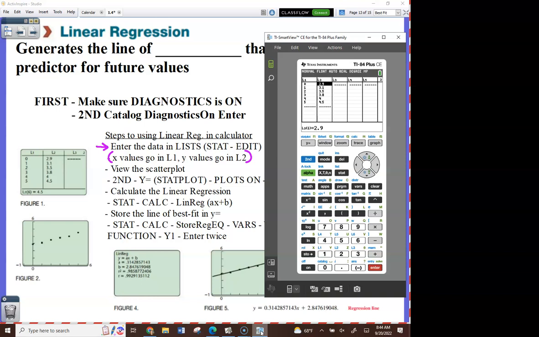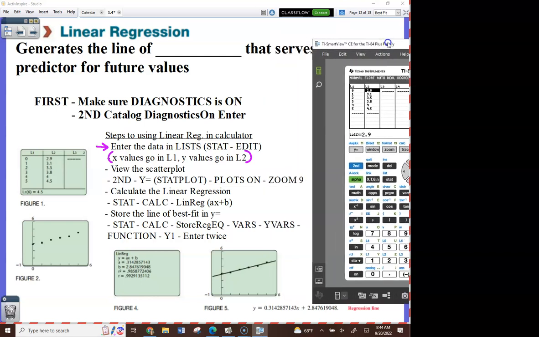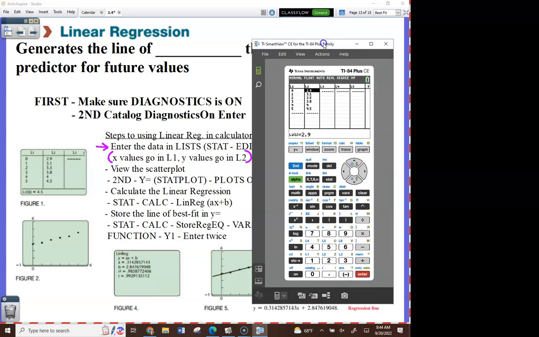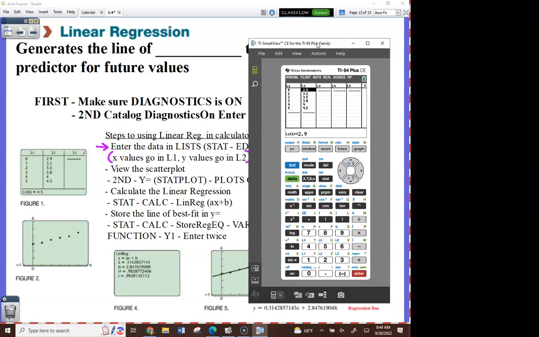After you enter the data, we're assuming we've not seen the scatter plot yet, so we want to look at it. So you want to view the scatter plot. If you look right here, I've given you the steps. So second, y equals, we need to turn our scatter plot on, and we're going to do zoom 9 because it's a statistics problem. So you're going to do second, see it says stat plot. None of our scatter plots are on. I can't view it unless I turn them on, so I'm going to turn number 1 on.